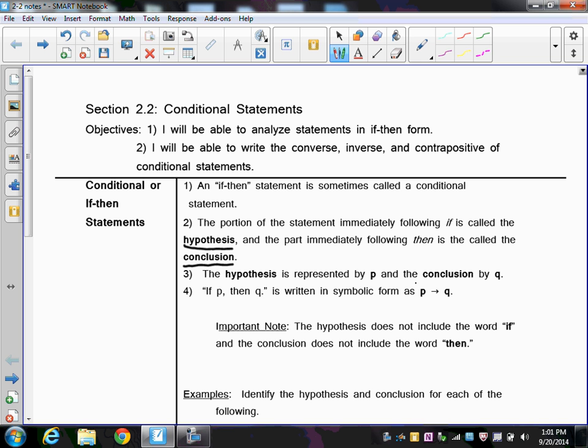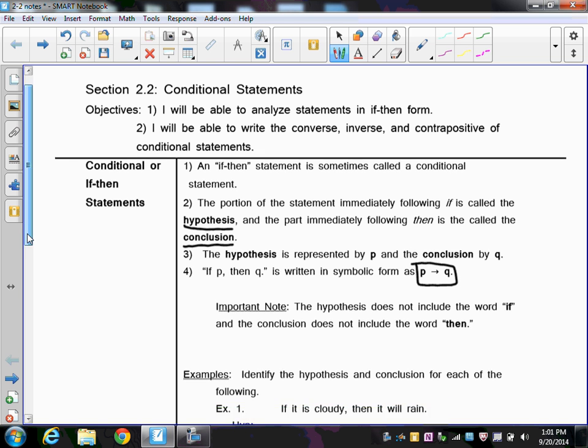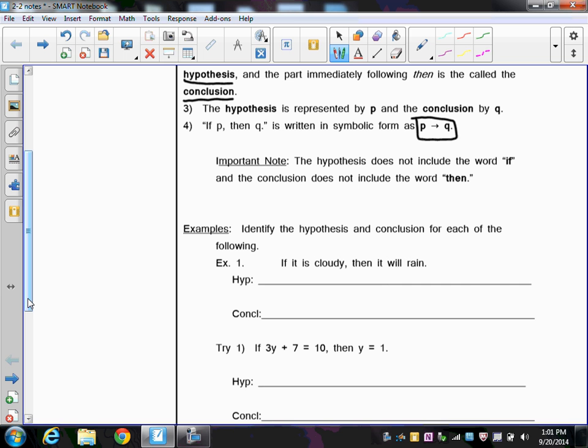One important thing you're going to need to know is how to write this in symbolic form. We're going to say if P, then Q, and we're going to have that arrow in between it. The arrow means then. Again, P is the hypothesis and Q is the conclusion. Whenever we find out what the hypothesis and conclusion are, we don't include the words if and then.